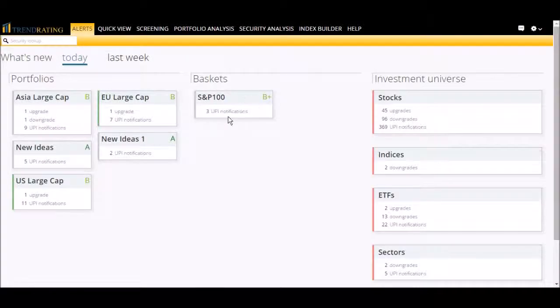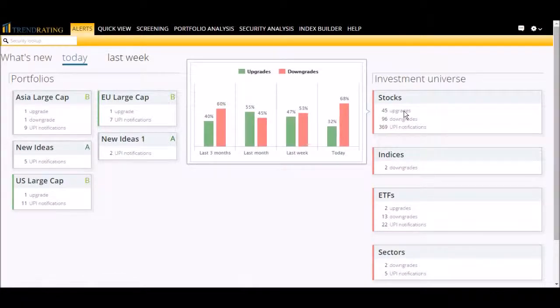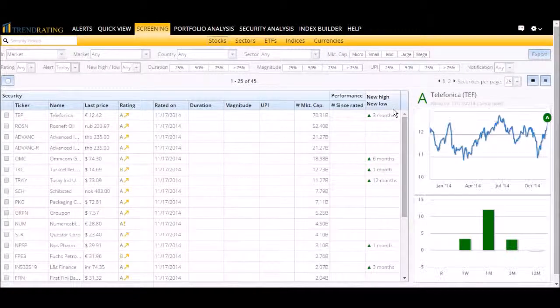The last feature is alerts. Here, it is possible to see any change in momentum across portfolios, baskets, and the whole investment universe that we track. Upgrades is, of course, where we have a stock, index, or sector moving from negative momentum to positive. Downgrades is the opposite. If we look at upgrades across the globe today, for example, we have 45 stocks that received upgrades. Here are some of the interesting, fresh ideas that one may consider.